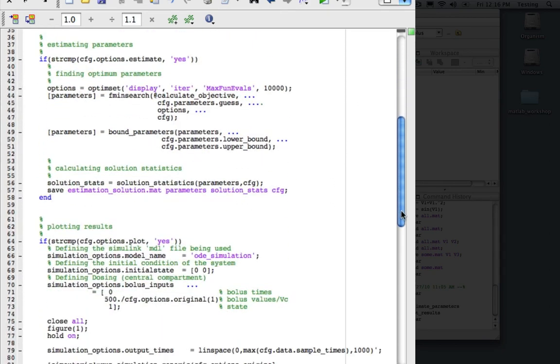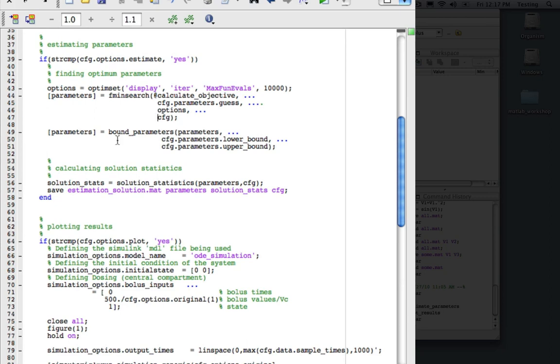Let's go back to the estimation portion. Here I'm setting my options for fminsearch, and then I'm going to run fminsearch. Remember, the objective function is called calculate objective. My initial guess is stored in cfg.parameters.guess. My options were defined before, and the CFG was defined above.